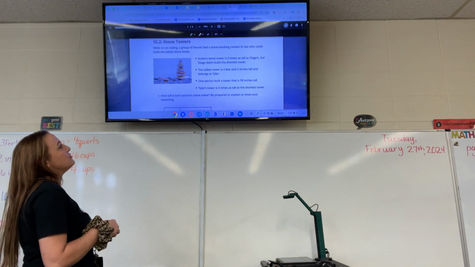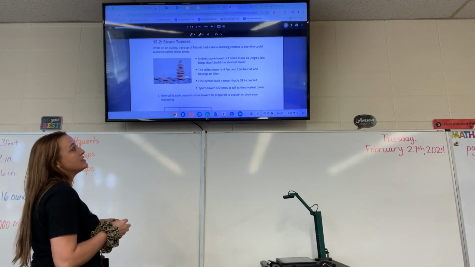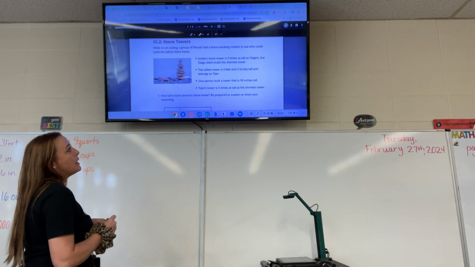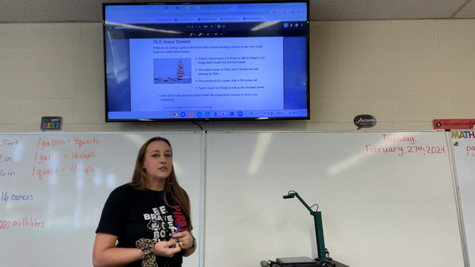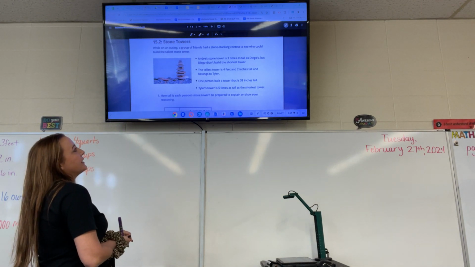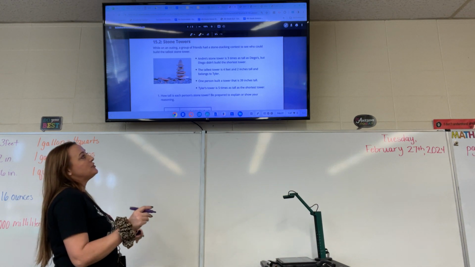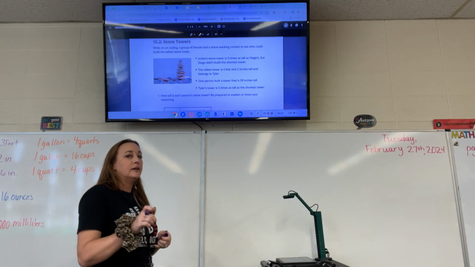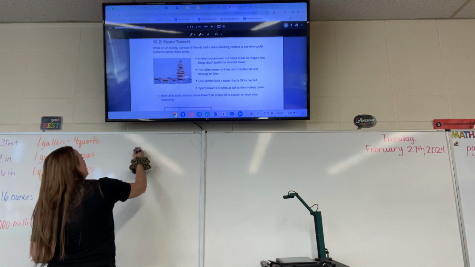So the first clue says Andre's stone tower is 3 times as tall as Diego's, but Diego didn't build the shortest tower. Does that help us right now? No. Okay. The second clue says the tallest tower is 4 feet and 2 inches tall and belongs to Tyler. Does that help us out? Yes. Okay. 4 feet and 2 inches.